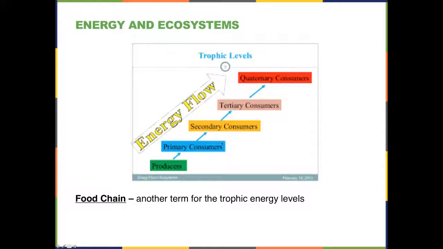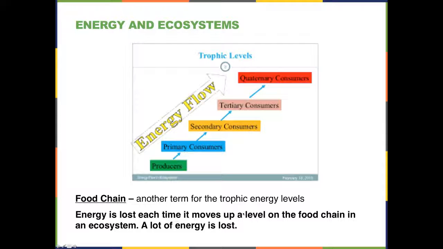Now the other thing, so this food chain term is another term that's used for the trophic energy levels. Now this rule is an absolute rule in environment and in ecology, and that is energy is always lost as you move up the food chain, up levels of the food chain. And in general, it's not just some energy, but it's a lot of energy that is lost as you move up the food chain.